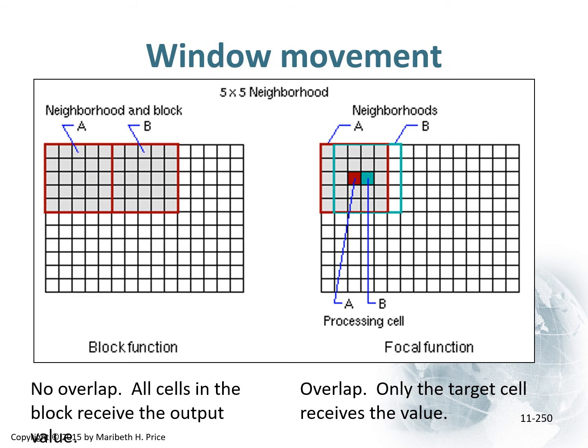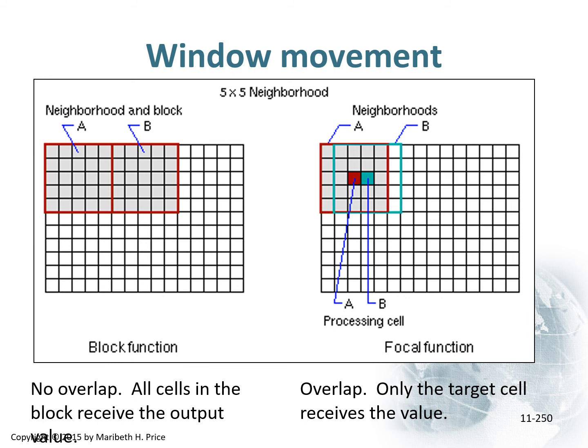Windows can move in one or two ways. They can move in blocks or they can move focally. Blocks means they move by a certain size chunk and they don't overlap, and everything in the block gets the same response. So you identify an example here, block A, that first group of, what is it, 5 by 5. It would then do whatever statistic you asked, and whatever the answer was, it would put that answer in every single cell inside block A. And then it would move on to the next block, which would be another 5 by 5 right beside it, block B, and do the same thing.